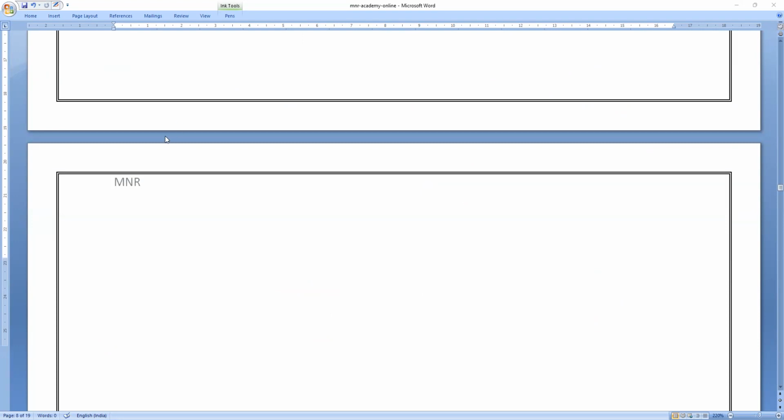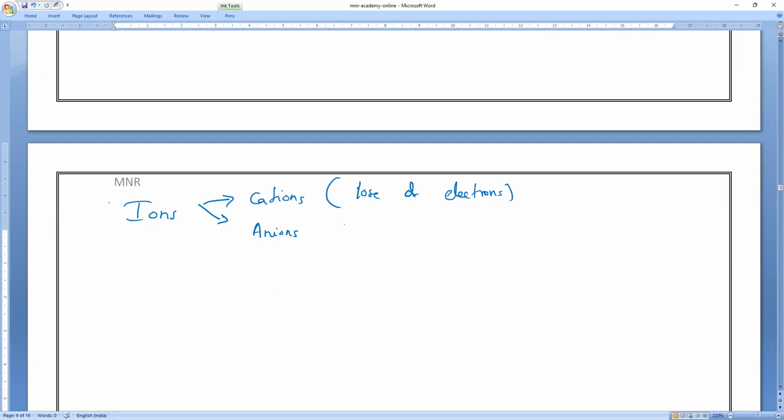Okay, next: the definition of ions. Ions are of two types. What are the two types of ions? Cations, and the next one is anion. Cations are formed by loss of electrons. Anions are formed by gain of electrons. Anybody having any doubt, you can ask me, or else we'll proceed. Both are called ions only.